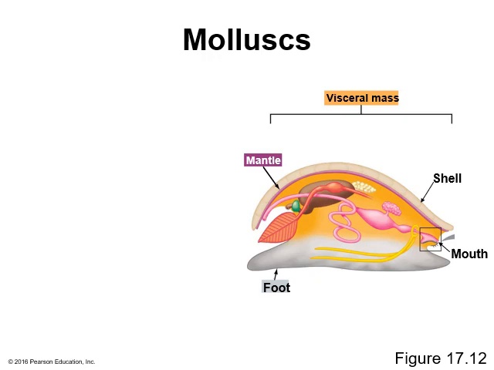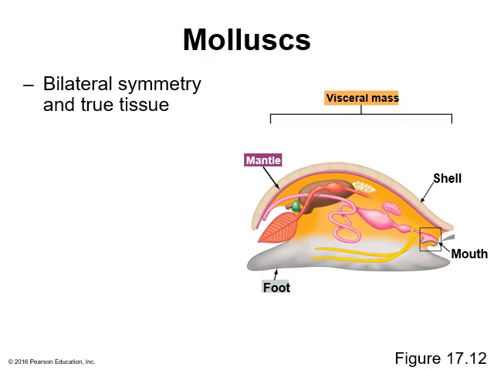So let's talk about some of the key features of mollusks. All mollusks are bilateral, right? So they've got two sides, a left side and a right side, and they have true tissues inside of them. You can see in this mollusk, the pink stuff is digestive tissue, the red stuff is kind of respiratory tissue. They've got muscle-like stuff on the bottom, right? So they've got true tissues just like we do, and a left and a right side just like we do.